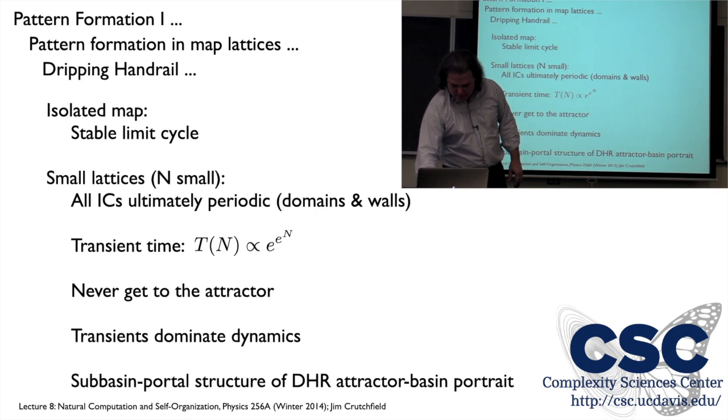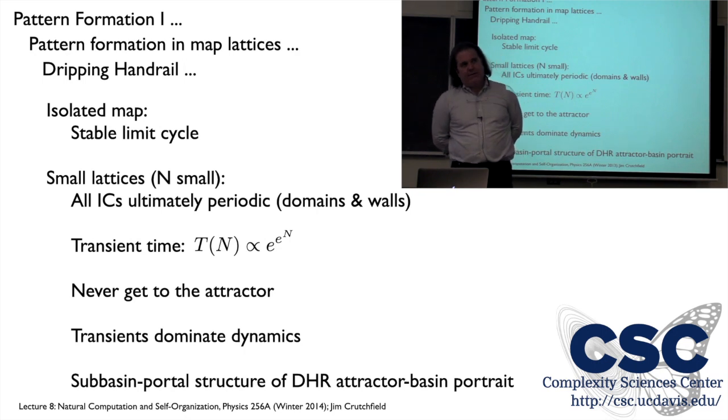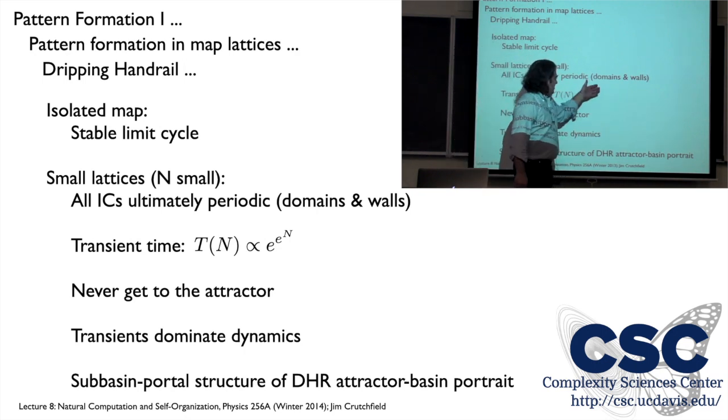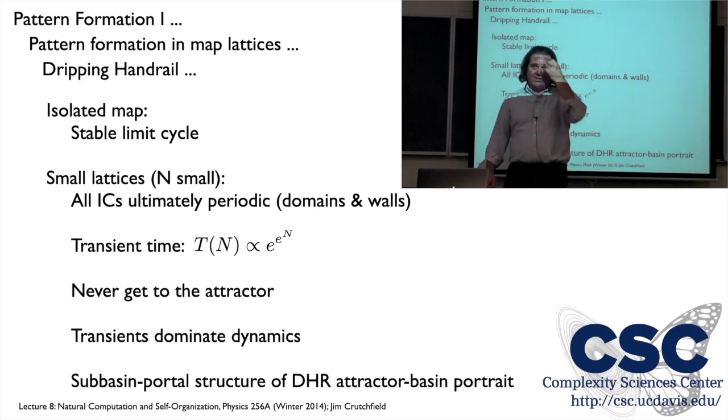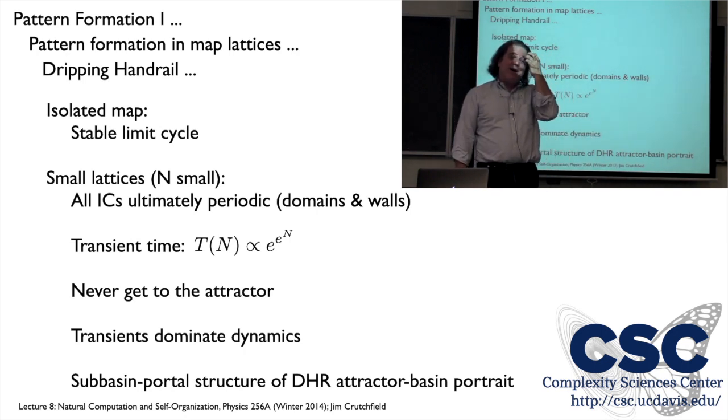Are you saying that for just the dripping handrail, or for these lattices? For the logistic map, the transients typically are rather short compared to this. So what I'm saying is it's not a general result that you have these extremely long transients. It's just a question that you now have to think about.